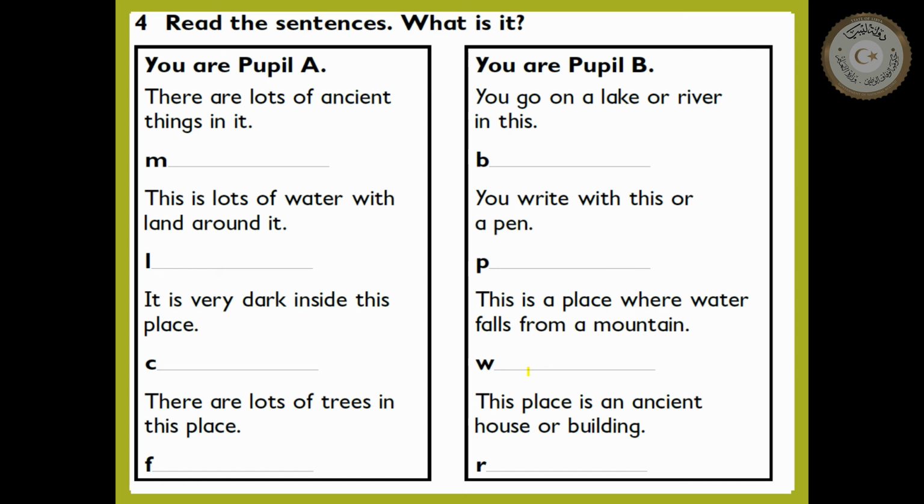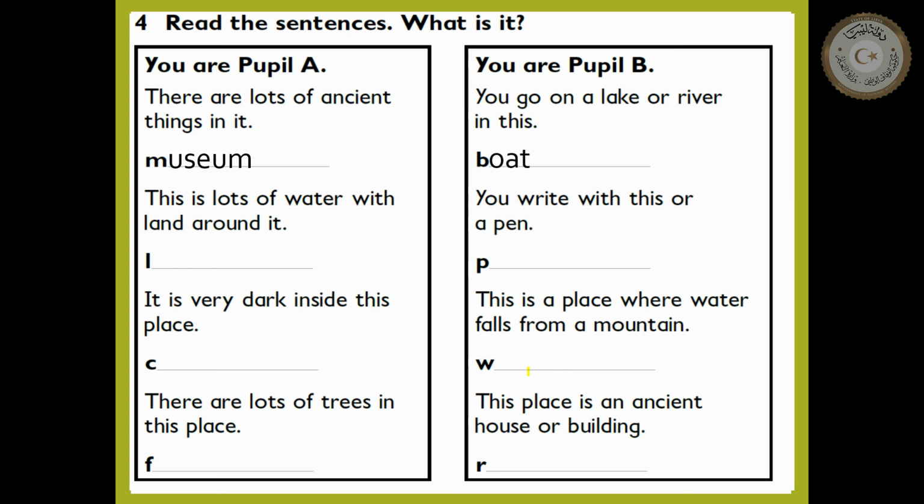There are lots of ancient things in it. What is it? And it starts with M. It is museum. Excellent, girls. Now we are going to boys. You go on a lake or river in this. So we need this if we are going on a lake or river. Car? No, it starts with B. What is it? Boys, quickly. Boat. It is boat.